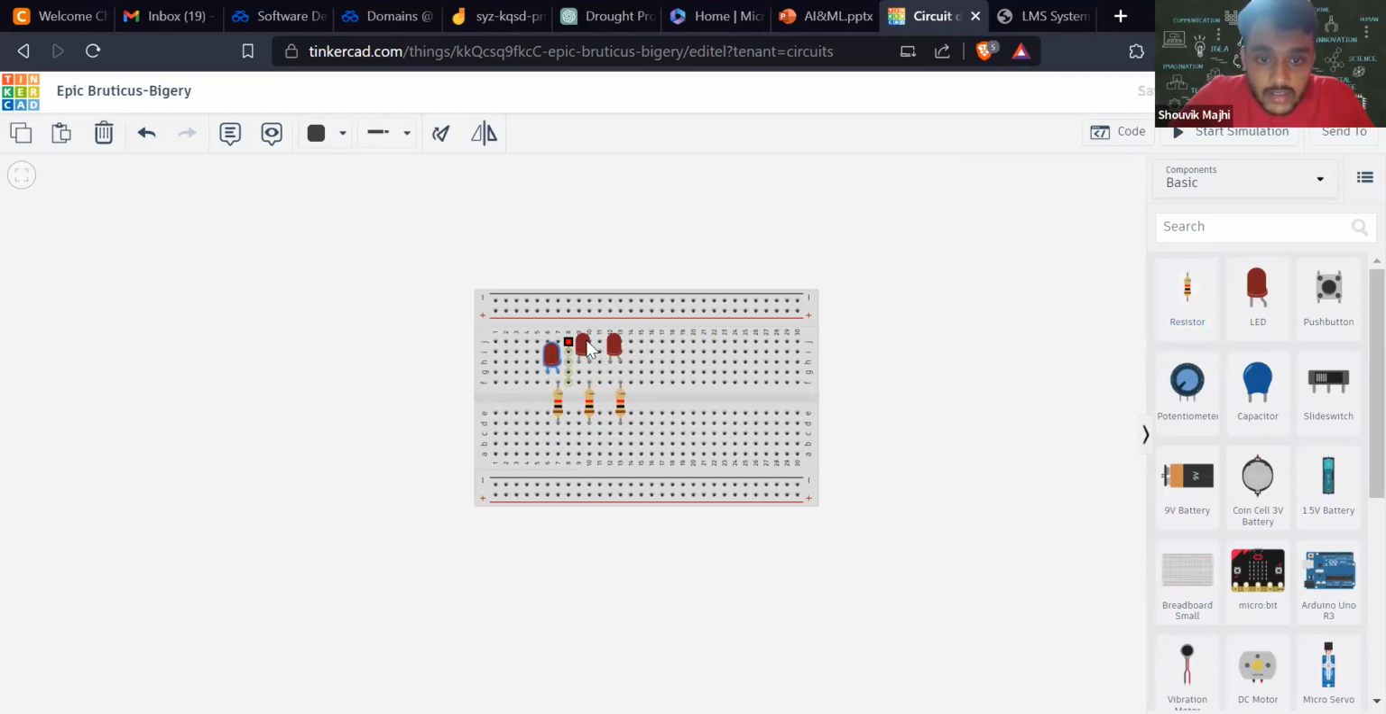Now let us connect the LEDs in parallel. Parallel means all the same terminals should be connected to the same terminals. So this side, I'm connecting it to the negative end again.